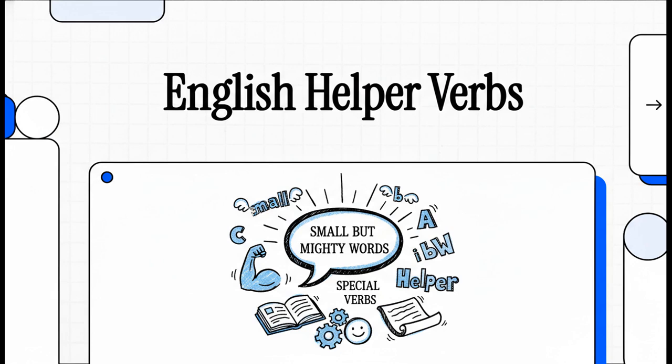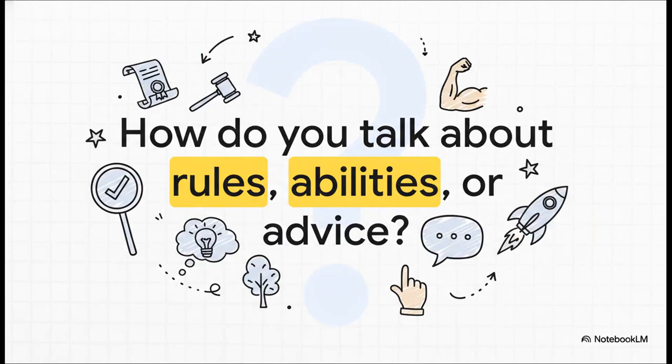Your English sentences. We're talking about special helper verbs. You might also hear them called modal verbs. Let's dive right in. So just think for a second. How do you actually say that you have to do something, or that you can do something, or maybe that a friend should do something? Well, English has special little verbs for all of this, and today we're going to get really comfortable using them.